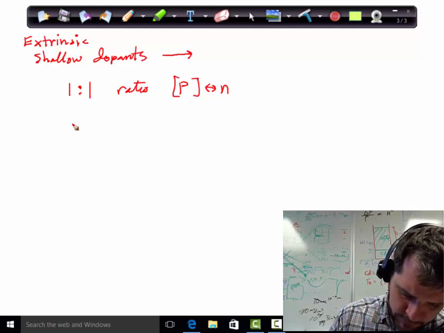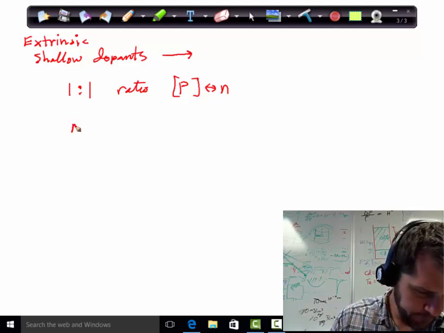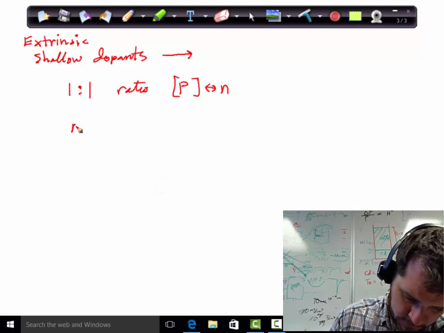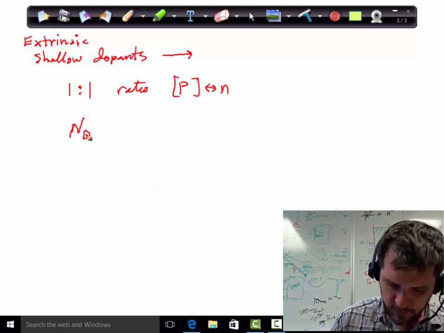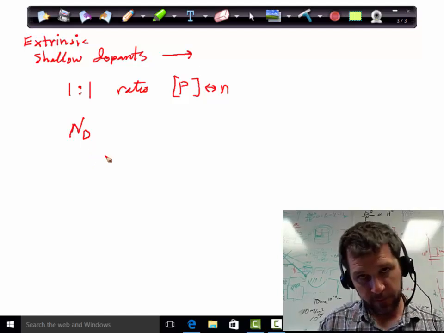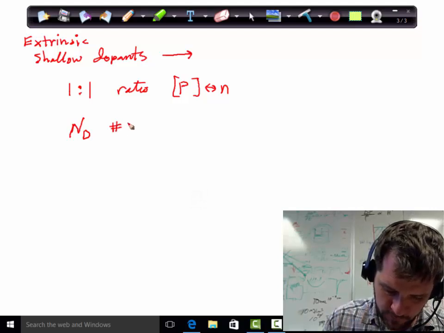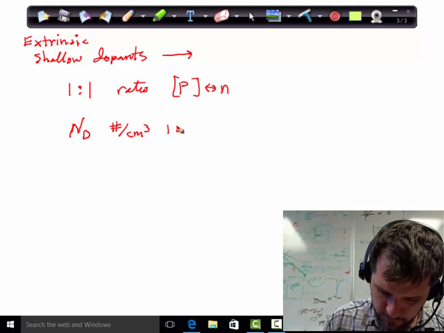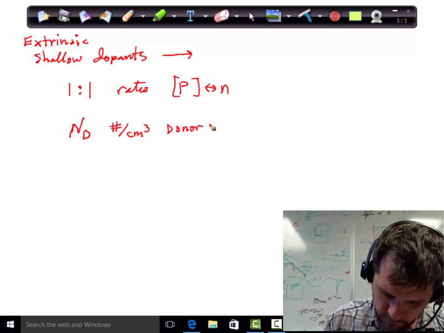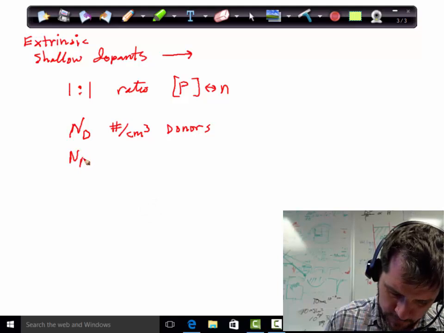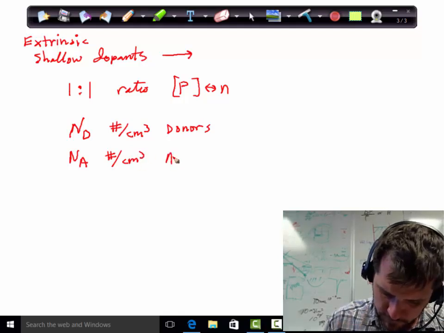So what that means is, I'm going to define one more term before I say that. ND is going to be the number of donors, and NA is going to be our number density, number per cubic centimeter, of acceptors.